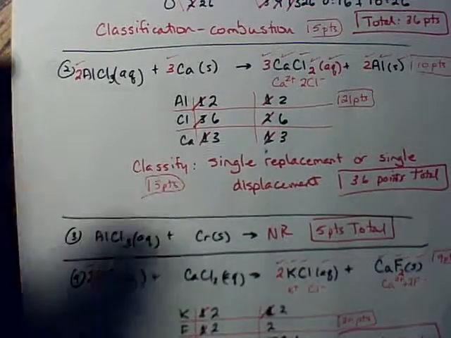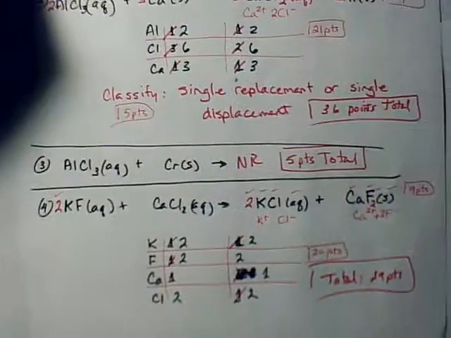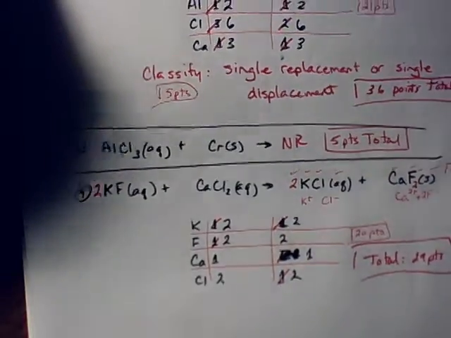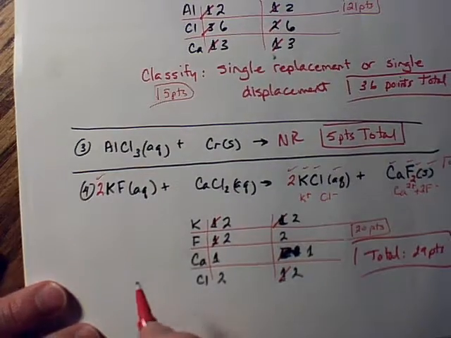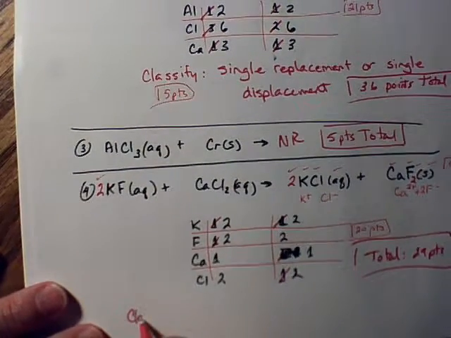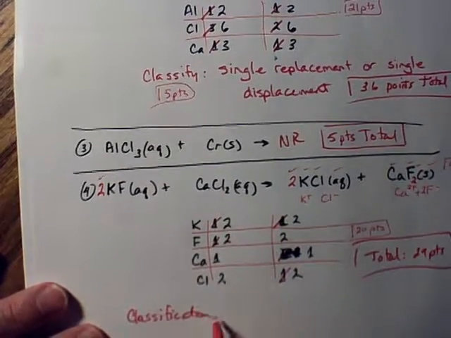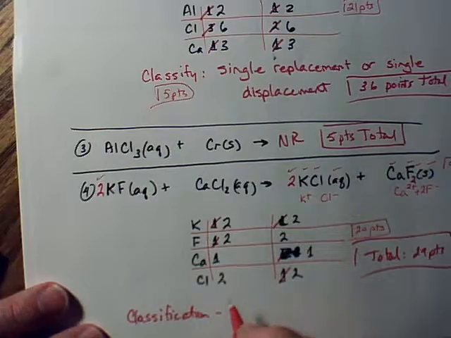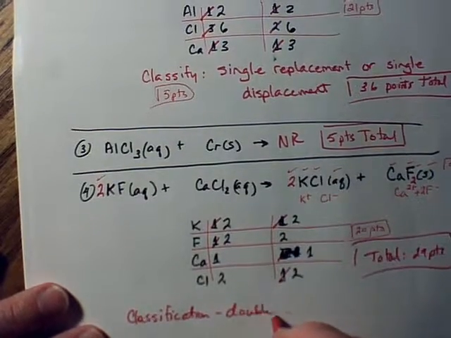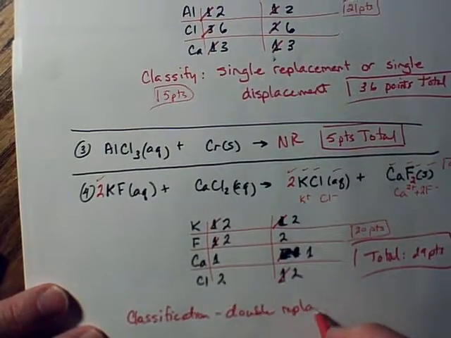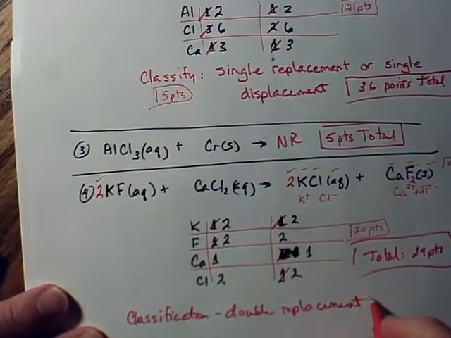Okay. Now we're ready to go to the next one? Okay. What now? The classification. Oh, I didn't. Golly, what's the classification? I'm having trouble here. Double replacement. Good. All right then. Next equation.